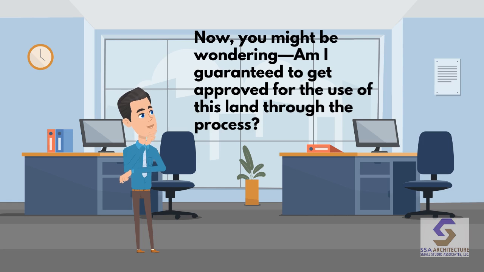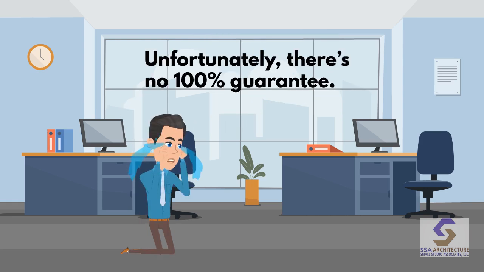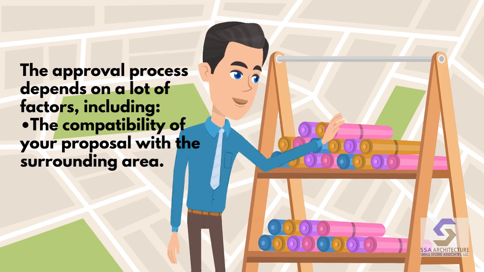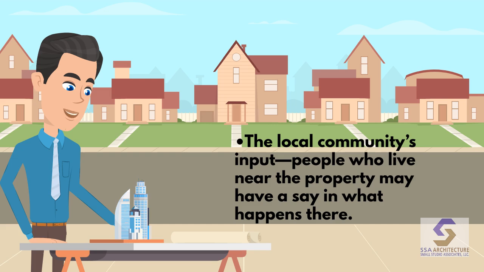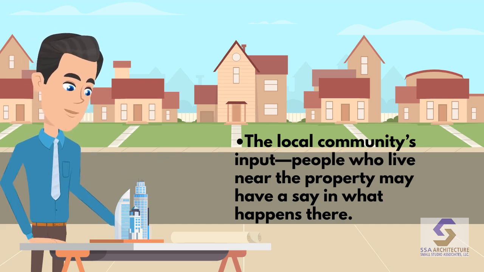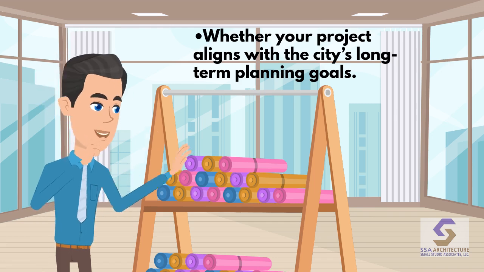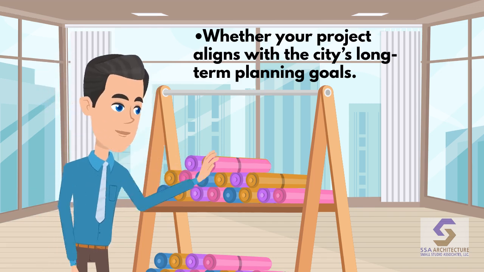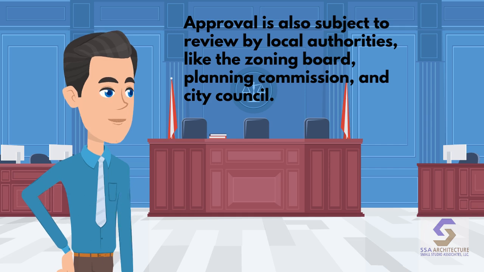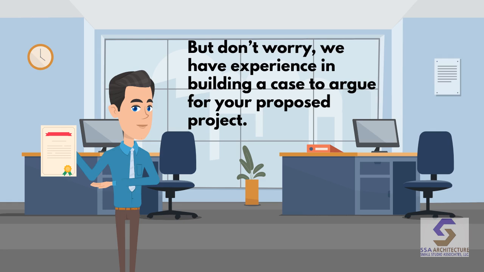Now, you might be wondering, am I guaranteed to get approved for the use of this land through the process? Unfortunately, there's no 100% guarantee. The approval process depends on a lot of factors, including the compatibility of your proposal with the surrounding area, the local community's input. People who live near the property may have a say in what happens there, whether your project aligns with the city's long-term planning goals. Approval is also subject to review by local authorities, like the Zoning Board, Planning Commission, and City Council. But don't worry, we'll help you build a strong case for your project.